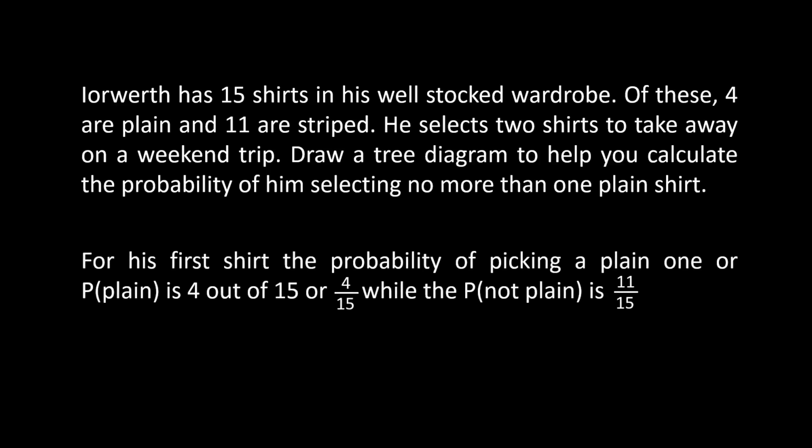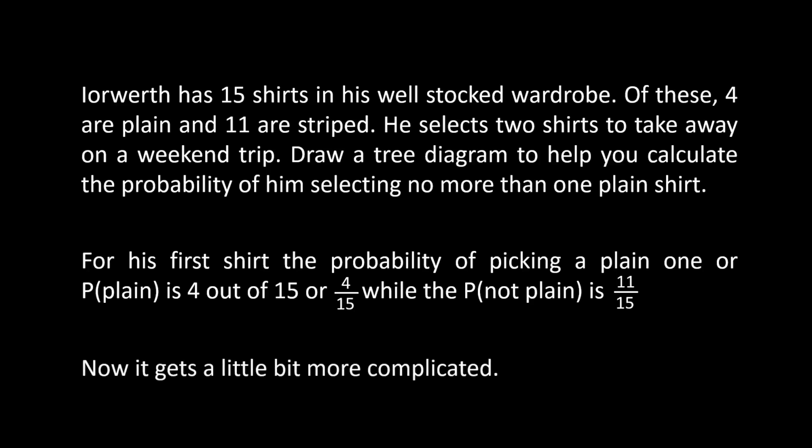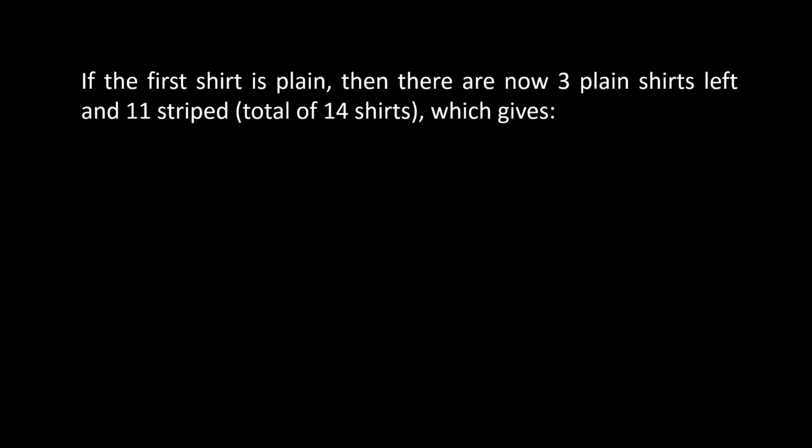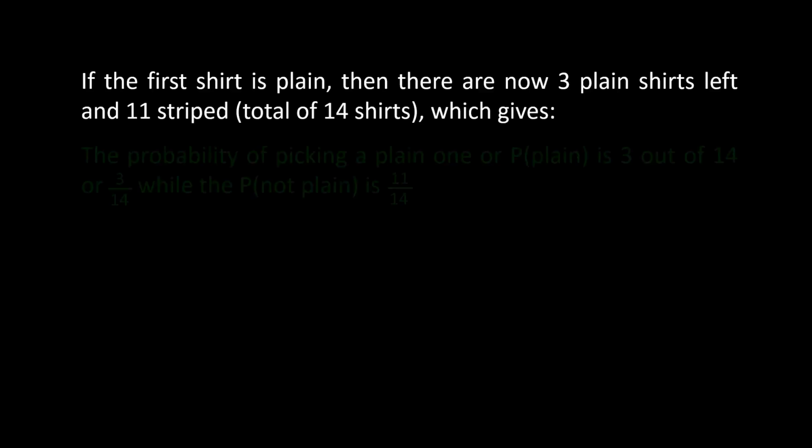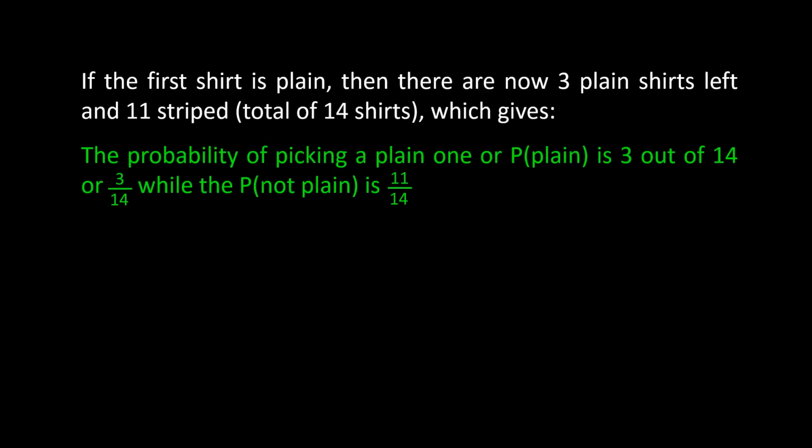Now for the first shirt, the probability of picking a plain one, or P-plain, is 4 out of 15, or 4/15, while the probability of not plain, or striped, is 11/15. Okay, that's nice and obvious, but this is where it gets a little bit more complicated. When he comes to select the second shirt, we need to consider what he chose as his first shirt. Now if the first shirt is plain, he's now got 3 plains and 11 striped, total of 14 shirts. So that means the probability of picking a plain one is 3 out of 14, or 3/14, while the probability of not plain is 11/14.